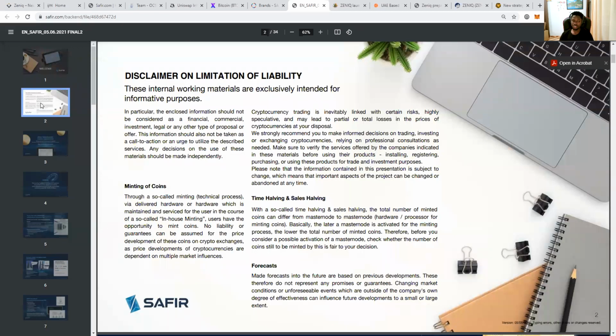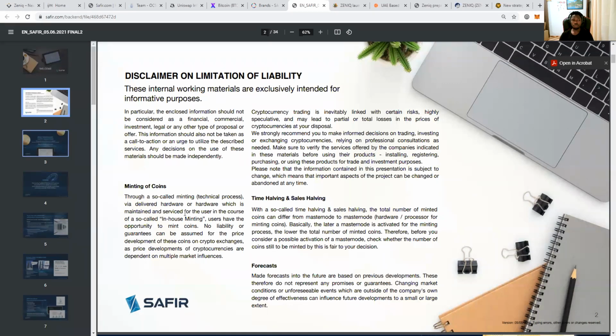Now, this particular section is for information purposes. Like I would always say, I'm not a financial advisor. I'm only meant to give information. Whatever you do with the information is based on your conviction and your confidence. And so we will be looking at minting of coins. We'll be looking at halving, which I've already given a snapshot of. We'll also be looking at a few forecasts that have been done by a few experts in the field.